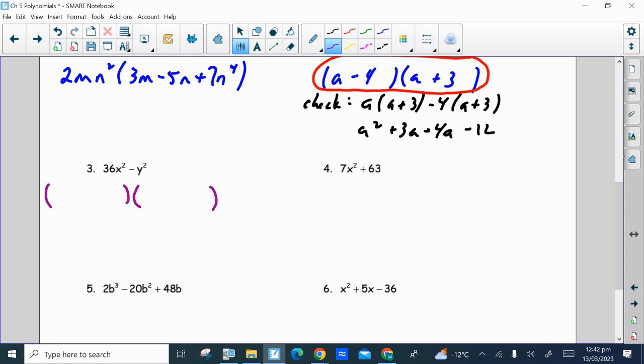When you factor difference of squares, you'll get two binomial factors. To get the terms, the square root of 36x squared is 6x. That goes in the first position of each binomial. And the square root of y squared is the letter y. One's a plus, one's a minus. There's your factors, which you can check again by multiplying using the distributive property.